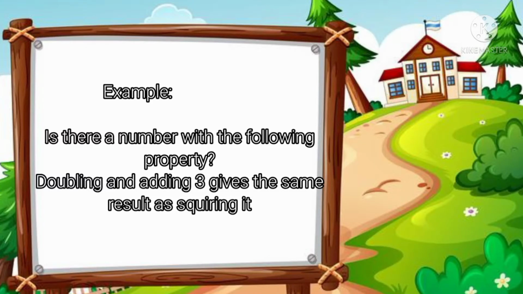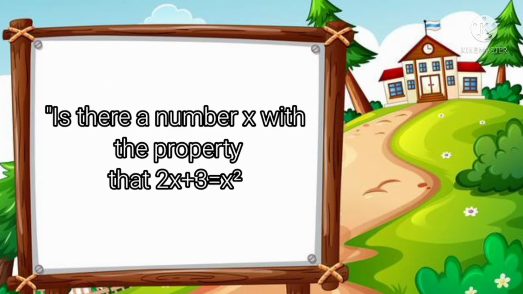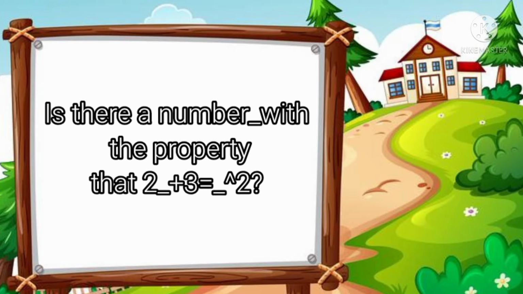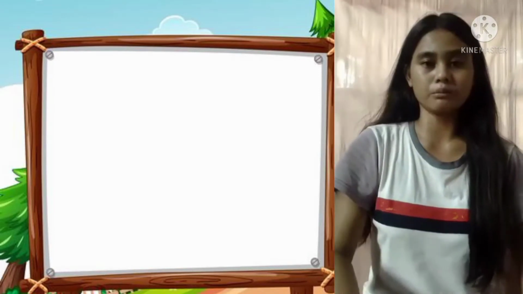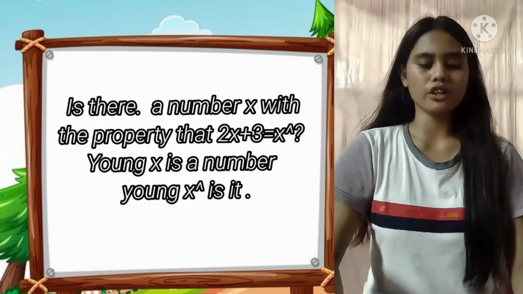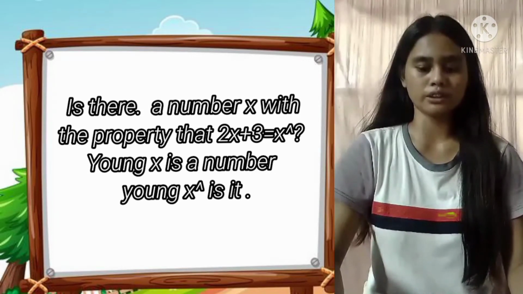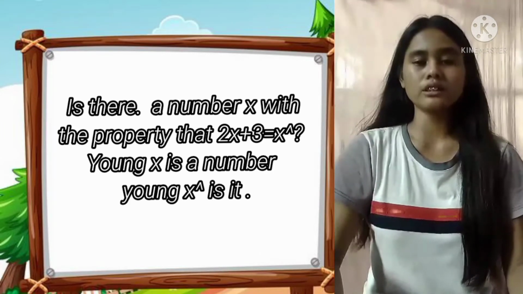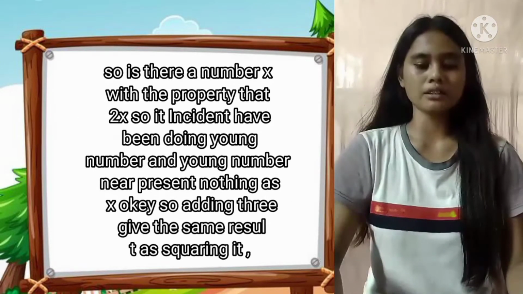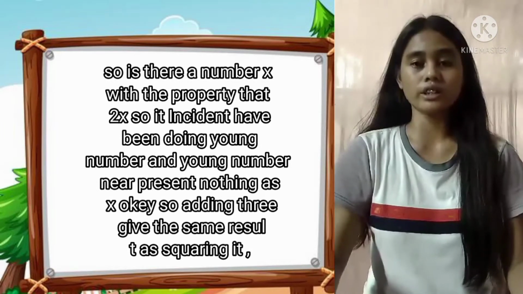Example, is there a number with the following property? Doubling and adding 3 gives the same result as squaring it. There is a number x with a property that 2x plus 3 is equal to x squared. Discussions of variables. Is there a number x with the property that 2x plus 3 equals x squared? Yung x squared is it. Yung x is number. Squaring it.